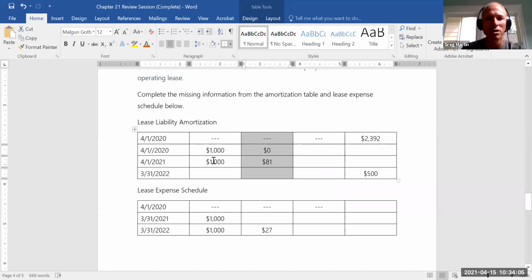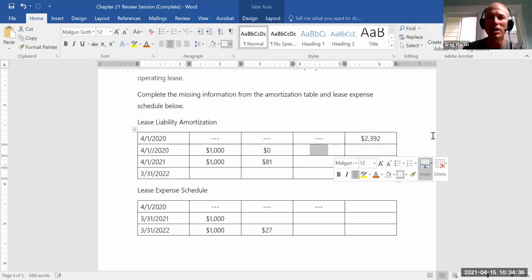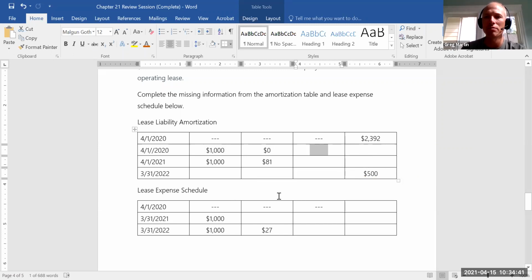So we use the payment and the inferred interest in order to get the amortization of the lease liability. And the amortization of the lease liability then gives us the updated carrying value of the lease. So again, notice we start with the present value of the minimum lease payments, and we end up at the residual value. That will always be true for the lease liability amortization table. All right, so given everything that I said, and given these first two columns, what is the amortization of the lease liability on April 1st, 2020 using this table?